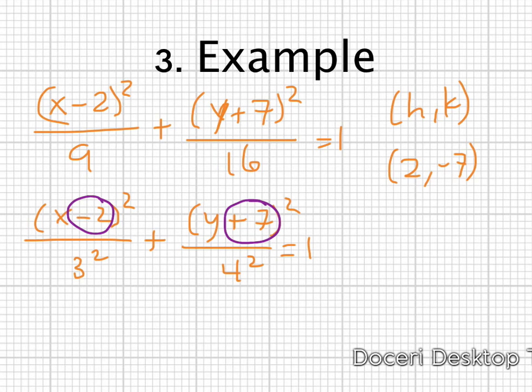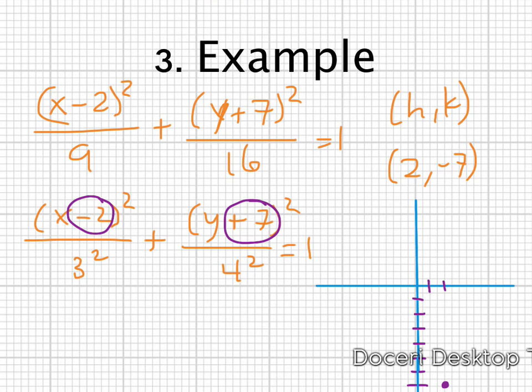So on my graph, if I were to graph this, I have a center at 2, negative 7. So if I go over 1, 2, I go down 7. 3, 4, 5, 6, 7. I need to extend my line a little bit. So my center is right there. And actually, I'm going to run out of room trying to draw this, but we'll see how this works.